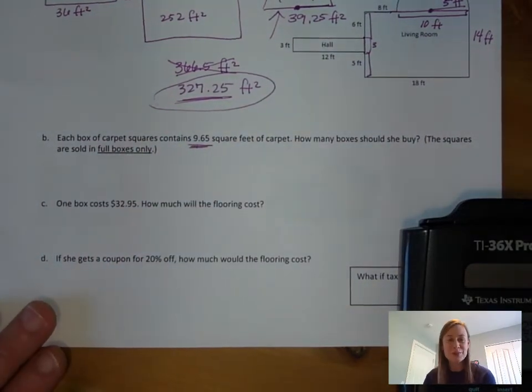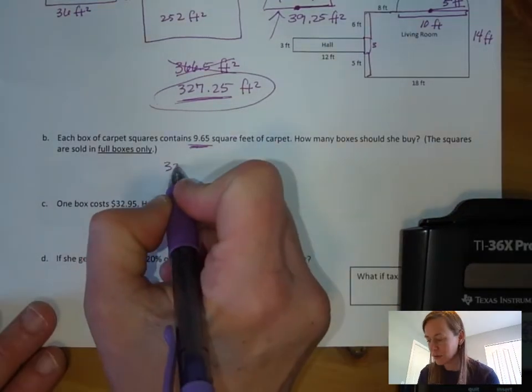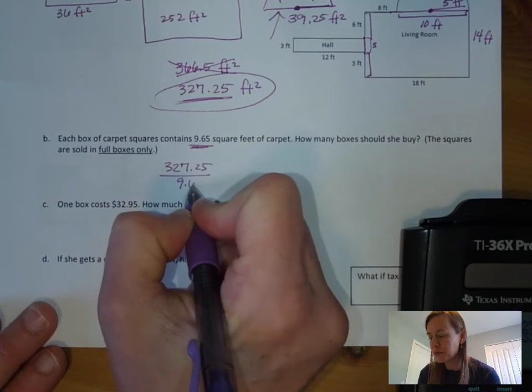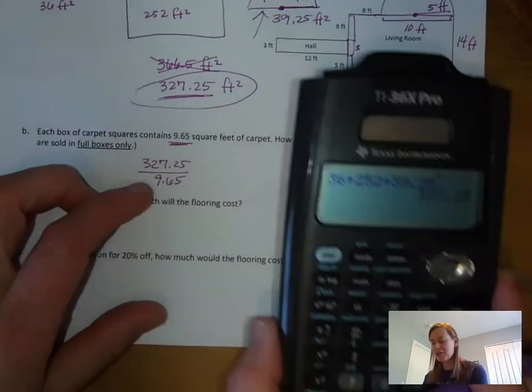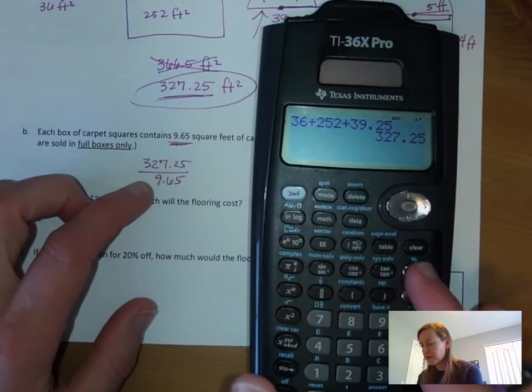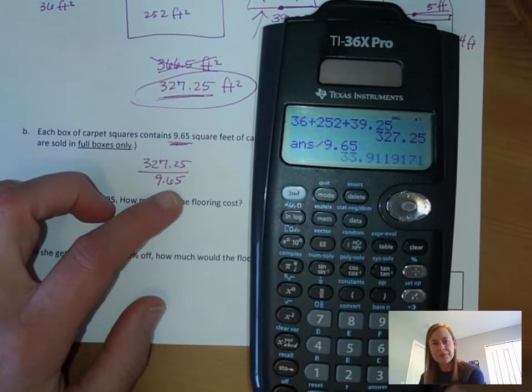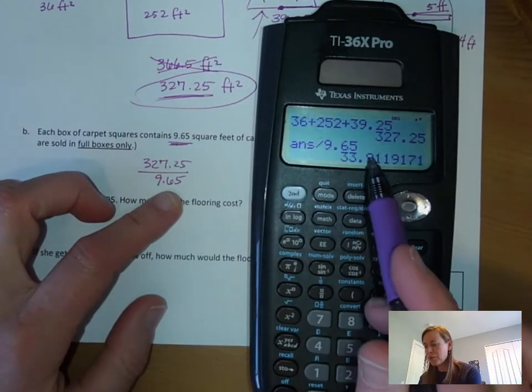Looks like we need to do some dividing, right? Let's do this number, the total square footage, divided by the number of square feet included in each box. And it should give us the number of boxes needed. So I already have that number there, and I'm going to divide it by 9.65. And we're going to get 33.9 boxes.